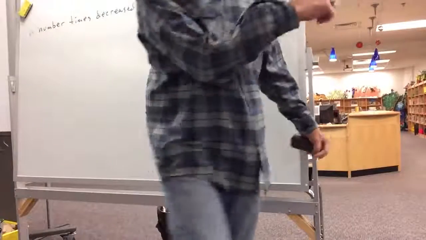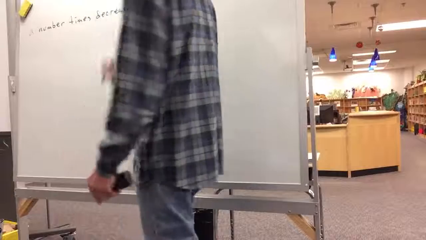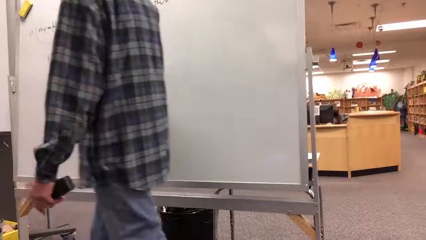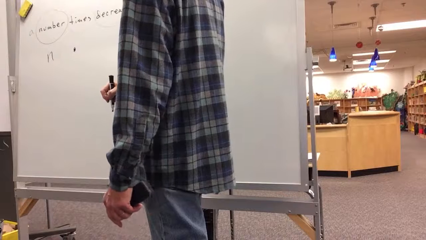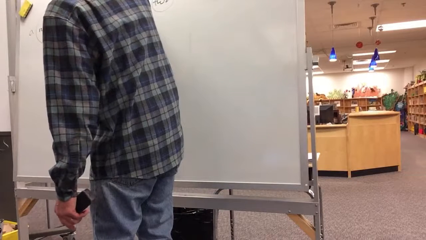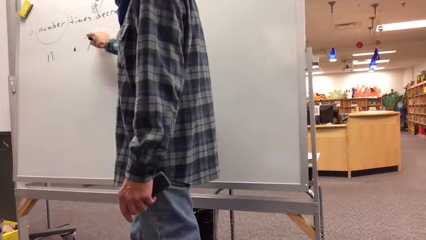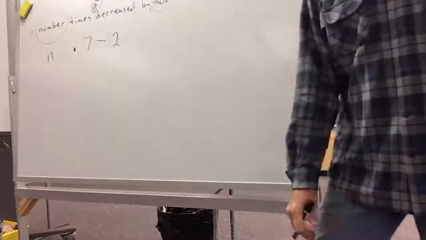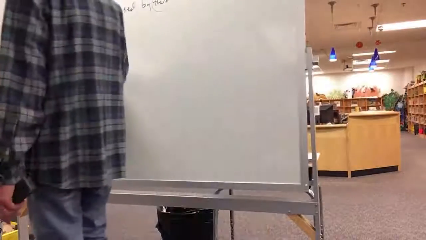So what are the important words up here? Times, decreased, two, number. So what is number in math? A variable, n. Times means multiply, decreased means minus. Oh, and number times how much? 7. Okay, that's important, isn't it? And then decreased by 2. So n times 7 minus 2, or 7n minus 2.